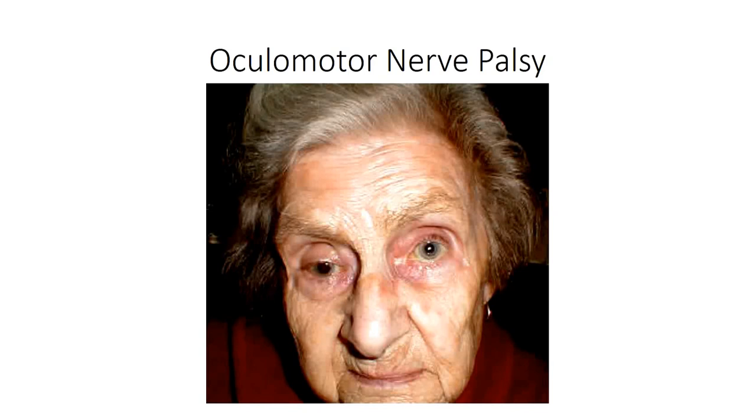This results in what is known as the down and out sign, which describes the position of the pupil on the affected side. Notice in the patient in the photo, the eyelid is also drooping due to the loss of the levator palpebrae superioris. In addition, the eye loses its parasympathetic function, which results in a dilated pupil, even in response to light. The oculomotor is often susceptible to damage in association to certain types of brain bleed.